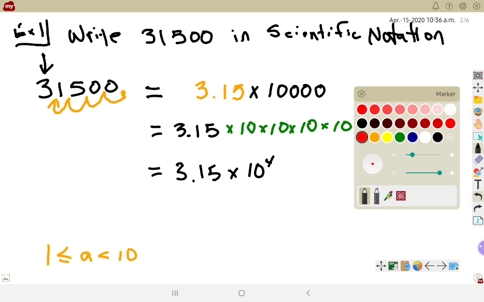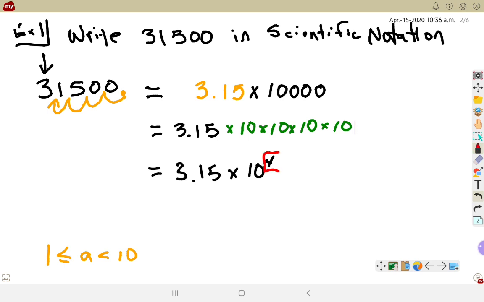Some things to notice here. The exponent of 4 tells me exactly how many digits are after the 3. I had 31,500. If I look at that 3, there are 4 digits to the right hand side, meaning, sorry, not 4 decimal places, but there are 4 spots for digits to the right hand side. That tells me that the 3 is in the 10,000s position, a 1 followed by the 4 zeros, so the 3 is followed by 4 digits.